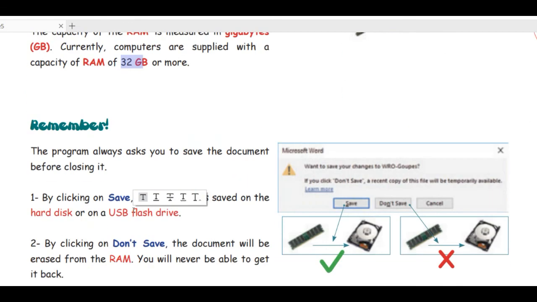And we have to always remember that if we use the command save in any kind of software, the document will pass from the RAM to the hard disk, and if we don't save, we cancel the operation, the document will not be saved. So just pay attention to this.